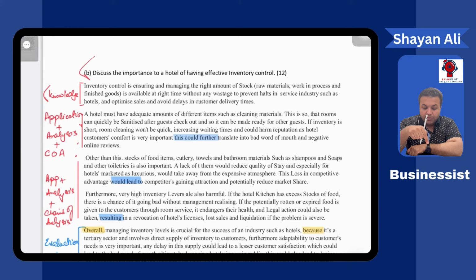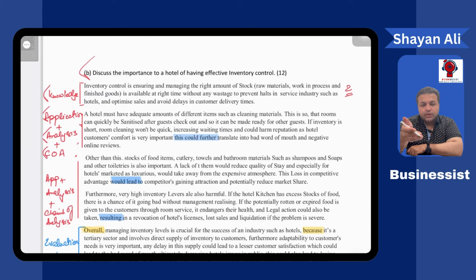So now I have explained effective inventory control in terms of a hotel. Now I have to connect it to the hotel industry. Now I have to talk in context of a hotel. So let's move on to some of the basic things, for example, application, then analysis. Here I have written the COA. COA means chains of analysis.